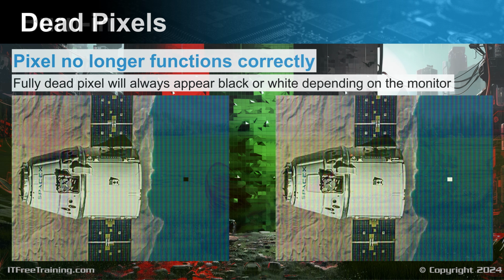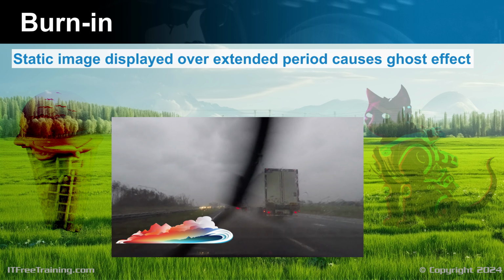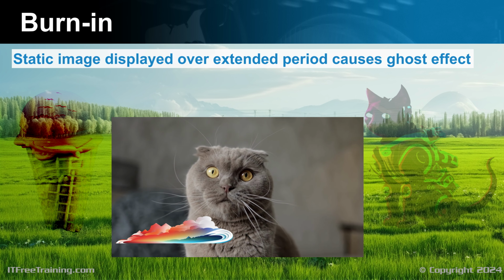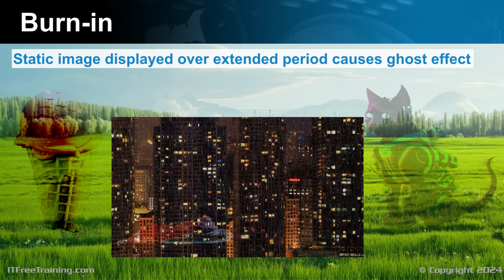Burn-in is when the same static image is displayed over an extended period of time, causing a ghost effect. For example, a logo that's always displayed on the screen in the same place. When the logo is displayed, you probably won't notice anything. Since the same image is always displayed, this part of the screen starts to wear out at a different rate to the rest of the screen. When the logo is removed, you'll notice that it will start to appear on the screen, but it will be faint. You may hear this referred to as a ghosting effect.